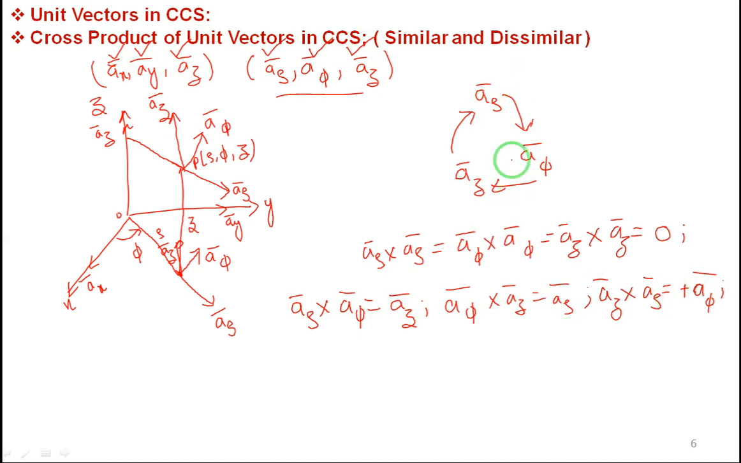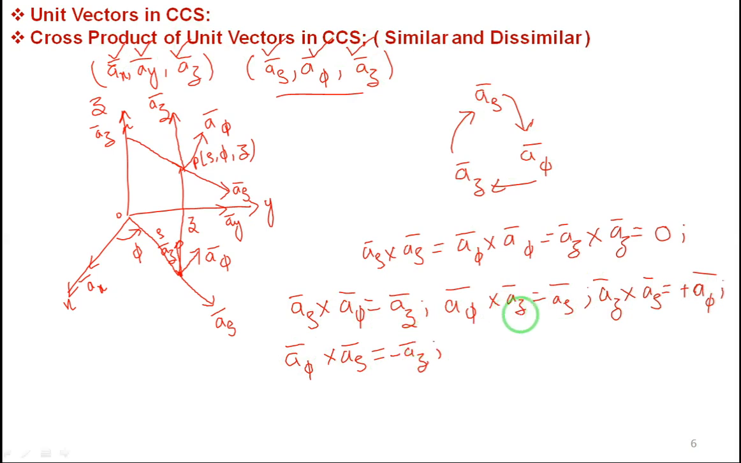Okay, you can observe the cyclic diagram, a rho cross a phi. Similarly, if I reverse the direction, that means instead of taking a rho cross a phi, I will go against the cyclic diagram: a phi cross a rho. We know that the cross product is not commutative, so I will get negative, minus az.